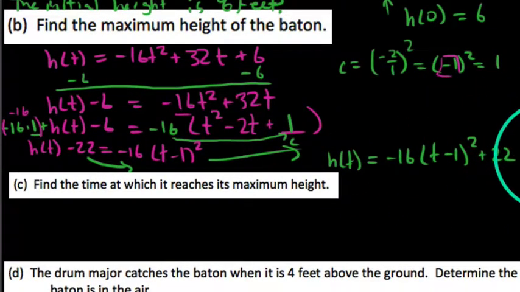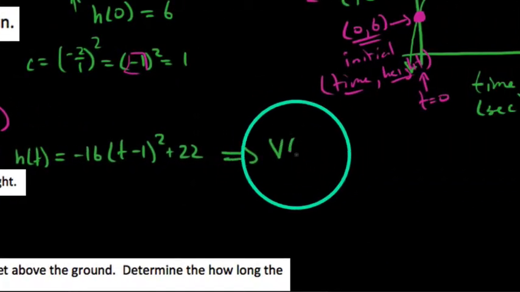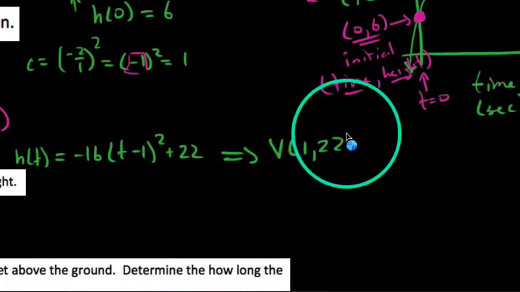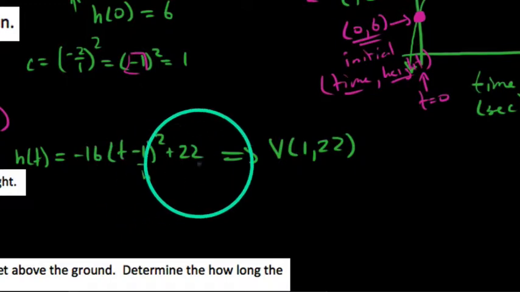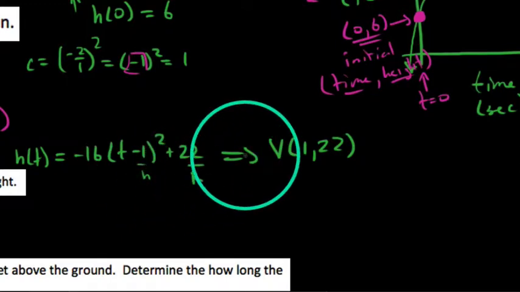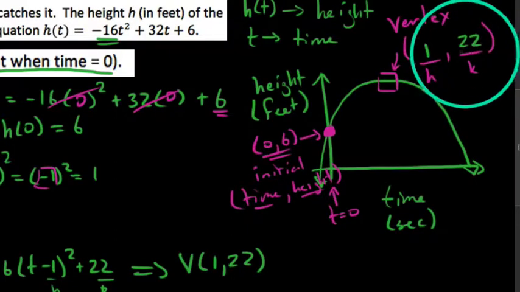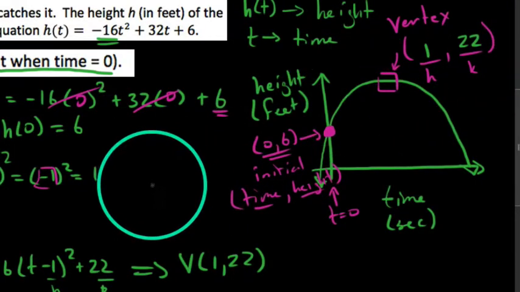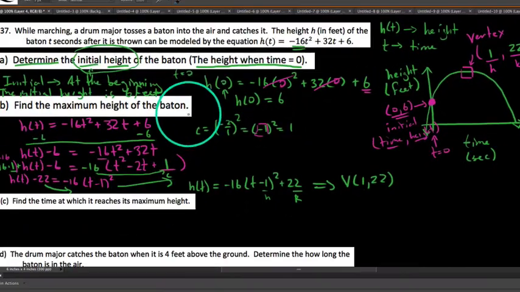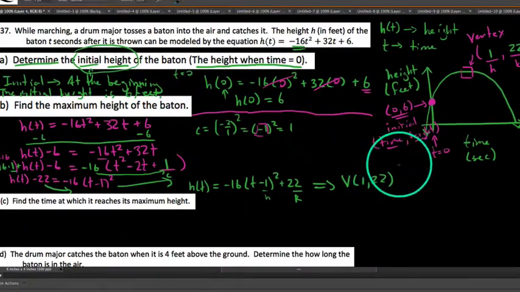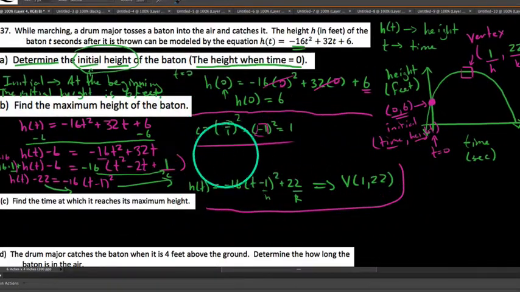And so to look at this, what we want to indicate is that our vertex is actually at (1, 22), for our h here and our k here. And I'm also going to label this on the graph. At 1 second, we reach 22 feet in height. So to answer this question here, which I've sort of run out of room to answer, I'll try to block this off and I'll put it in this little space right here.